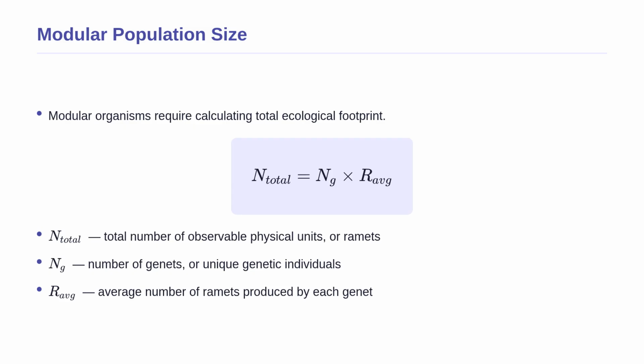In this equation, N total represents the total number of observable physical units, which we call ramets, in a given area. Ng stands for the number of genets, which are the unique genetic individuals that originally grew from a seed. Finally, R average represents the average number of ramets produced by each genet. If the environment becomes highly favorable, the value of R average will increase rapidly as the plant sends out more shoots, causing the total physical population to spike.